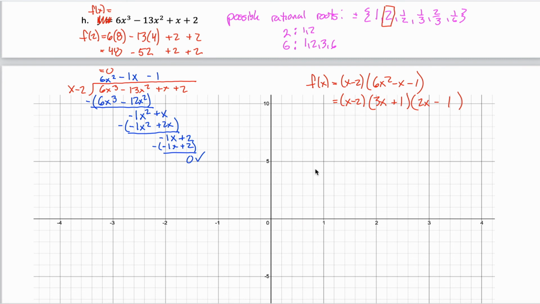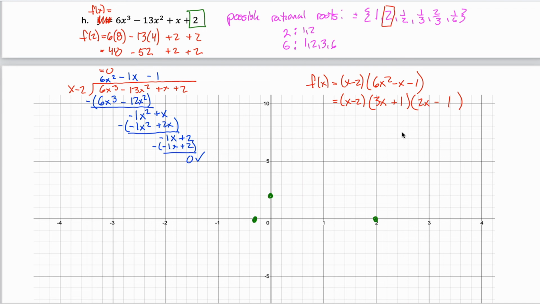I could sketch the graph of this polynomial. Maybe we start with the low-hanging fruit. We talk about the y-intercept. It looks like the y-intercept is 2 for the constant term here. So my graph's going to go through this point right here. Then I look for the roots. From this factor of x minus 2, I get a root at 2. From this factor of 3x plus 1, I get a root at negative 1/3.